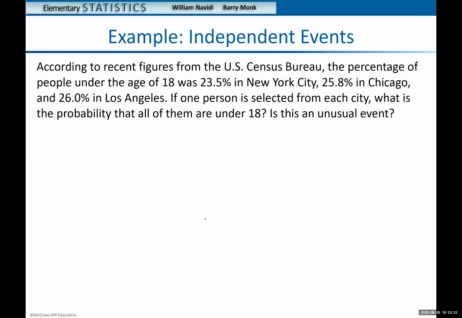An example here. According to recent figures from the US Census Bureau, the percentage of people under the age of 18 was 23.5% in New York City, 25.8% in Chicago, and 26% in LA. If one person is selected from each city, what is the probability that all of them are under 18? And is this an unusual event?